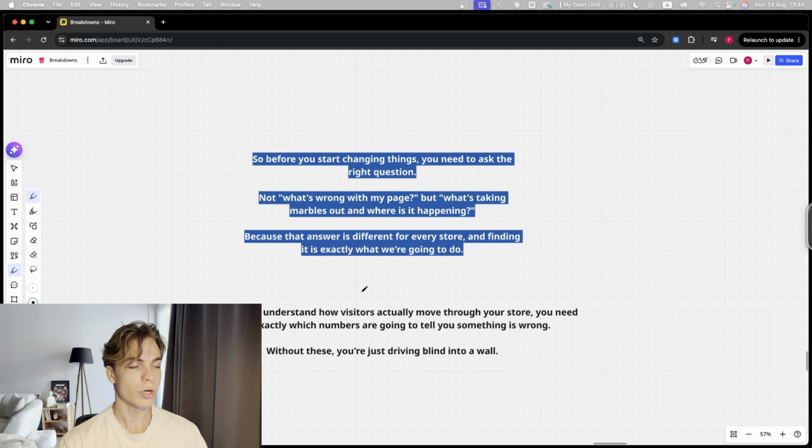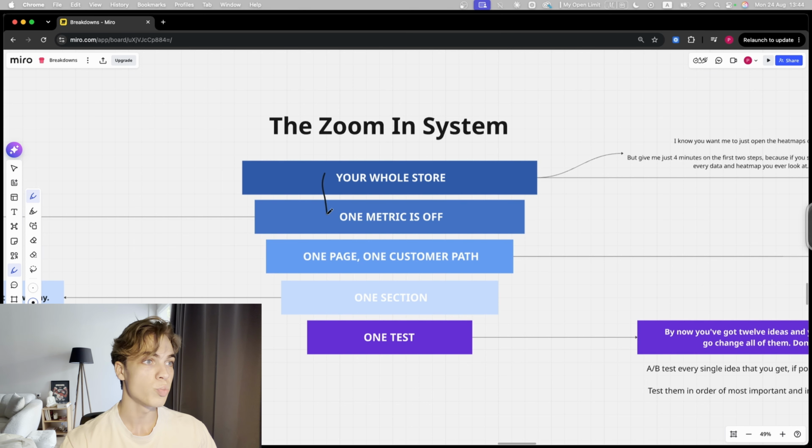Because that answer is different for every store, and finding it is exactly what we're going to do right now. So now that you understand how visitors move through your store and what is actually going to make them buy, you need to know exactly which numbers to look at, which are going to tell you what is happening on your store and why people are not buying. Without these numbers, you're just driving blind into a wall. You're just adding random things to your store. So this is what we're going to look at now. We're zooming in a bit more.